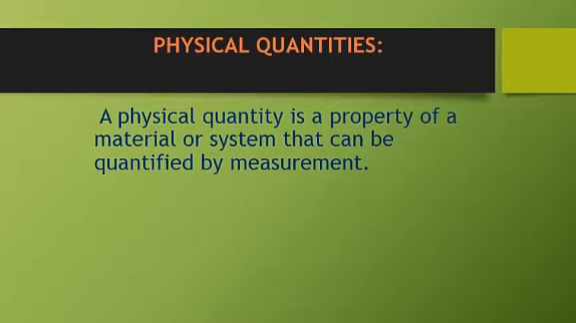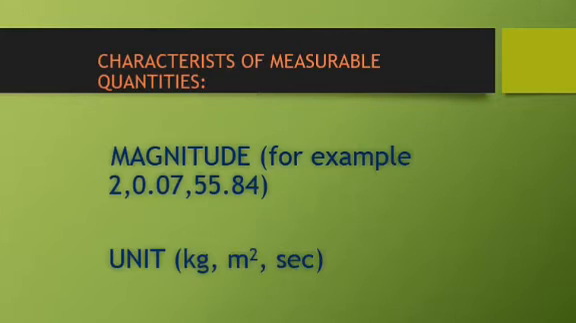A physical quantity is a property of a material or system that can be quantified by measurement. Here, quantified means to measure the quantity. There are two characteristics of measurable quantities. They are magnitude and unit.